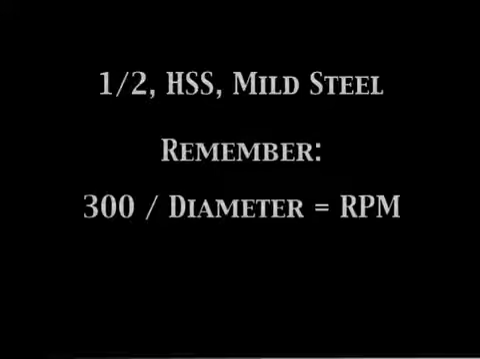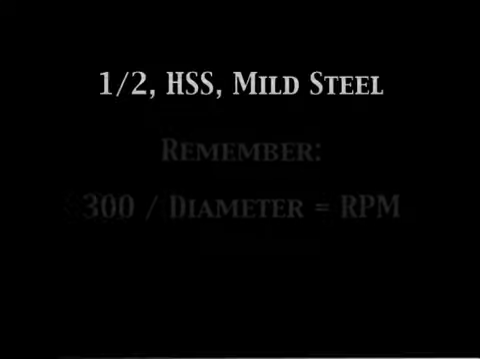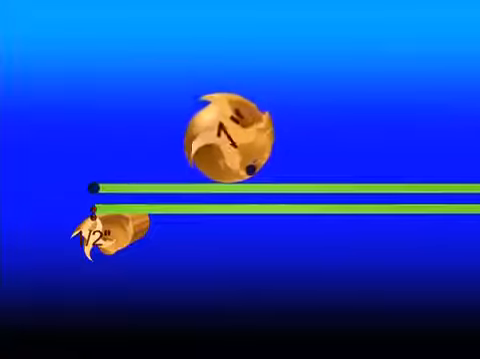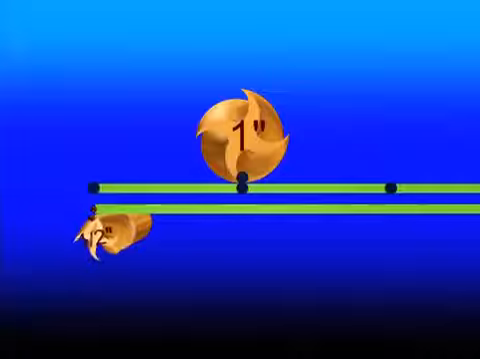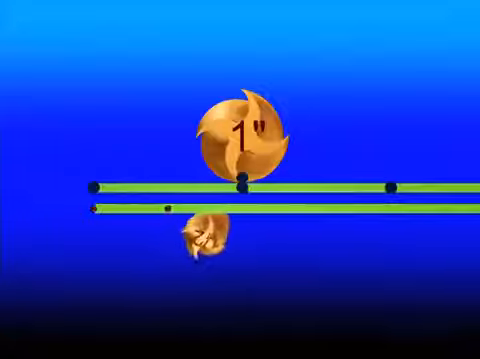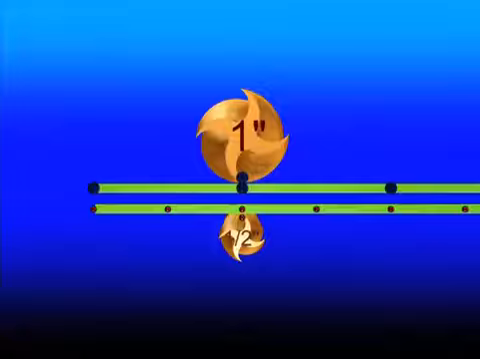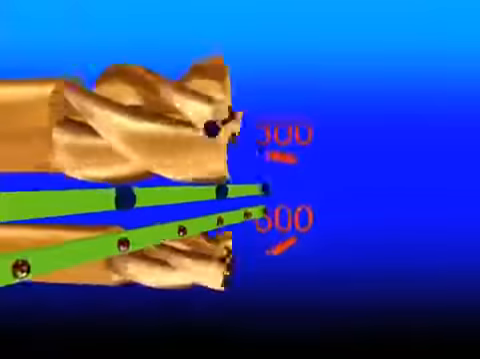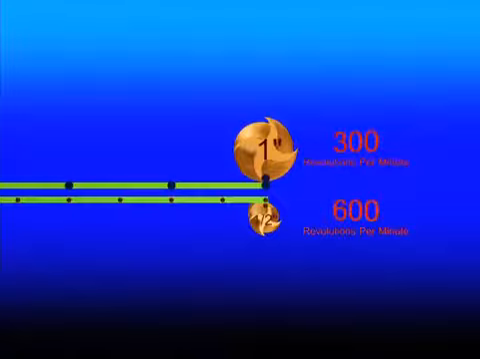Therefore, 300 divided by a half-inch cutter gives us 600 revolutions per minute. Let's look a bit closer. If a 1-inch cutter rotates 1 revolution, a half-inch cutter would have to rotate 2 full rotations to cover the same distance, or surface feet. So after they had both traveled 78 surface feet in a minute, the half-inch cutter had to rotate 600 times to cover the same distance.